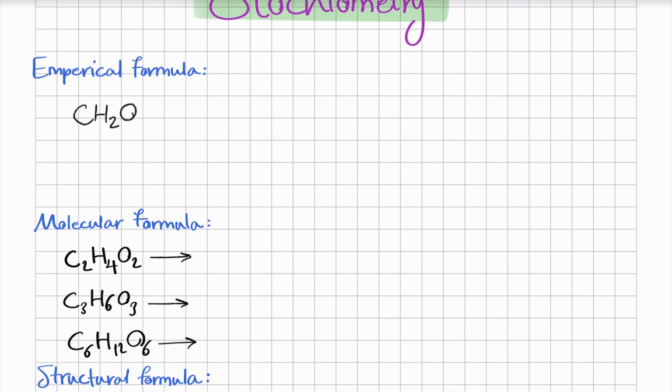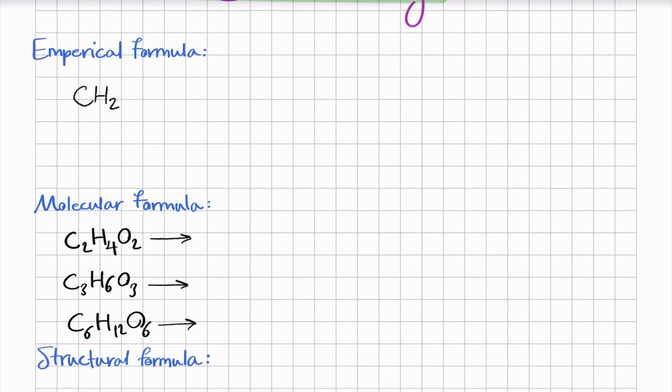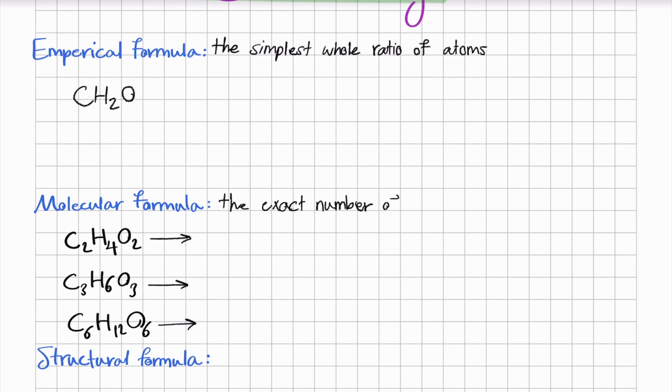So let's say the definition is, I'm sorry about this one. The simplest whole number ratio of atoms. However, for molecular formula, we say the exact number of atoms in a molecule.